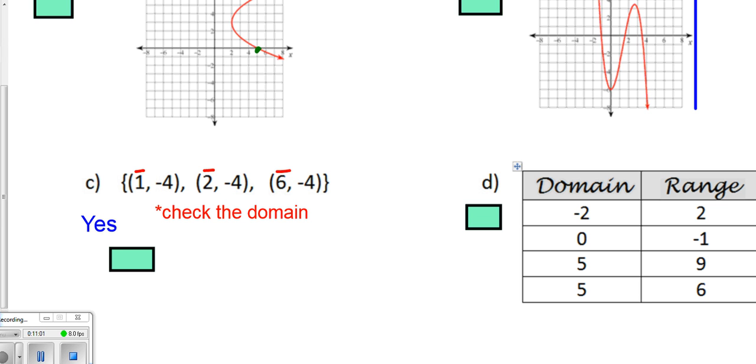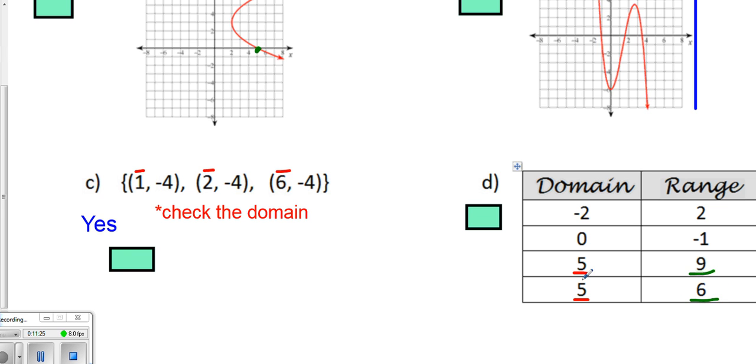So let's do the same thing. We're going to check our domain. In this case, we have domain and range. We have -2, 0, 5, and 5 for our domain. Now one thing to be careful of here, notice we have 5 and 5 happening twice. This time 5 gives us a 9. This time 5 gives us a 6.